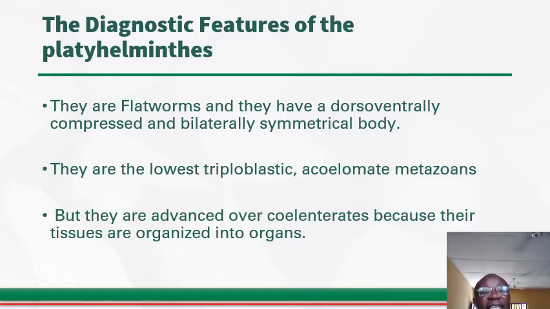They are flatworms, and they have a dorsoventrally compressed and bilaterally symmetrical body. So they are dorsoventrally compressed, and their symmetry is bilateral in nature. And they are the lowest triploblastic acoelomate metazoans. This group are the lowest triploblastic and acoelomate animals, but they are advanced over coelenterates because their tissues are organized into organs. They do not have spaces in between their tissues. So they have organs in their system.